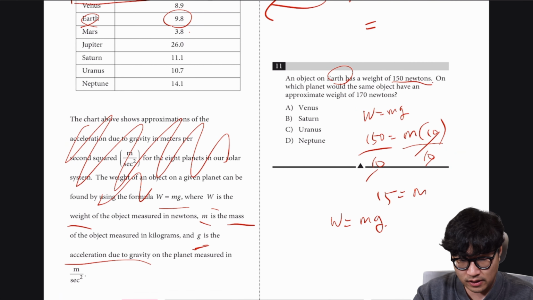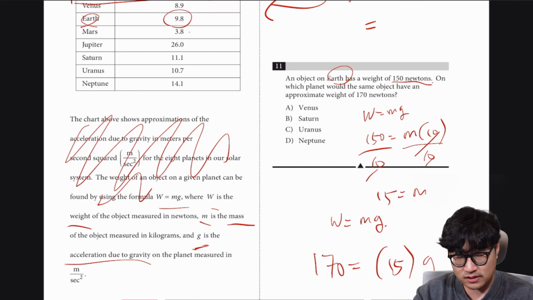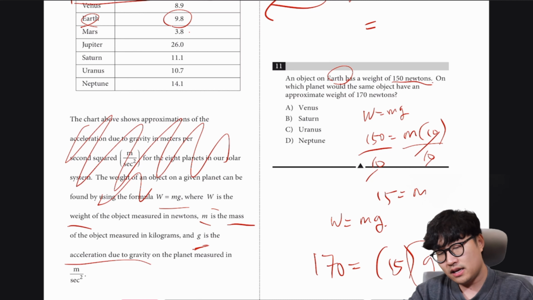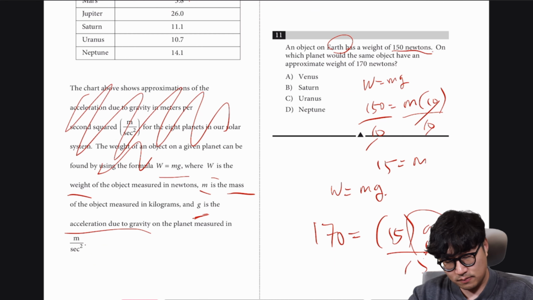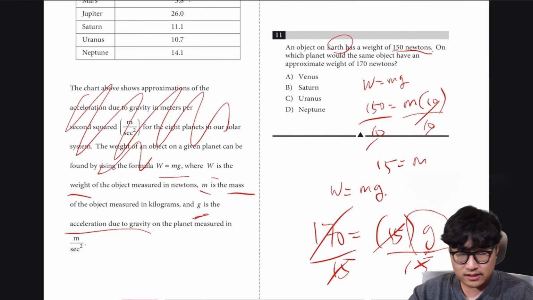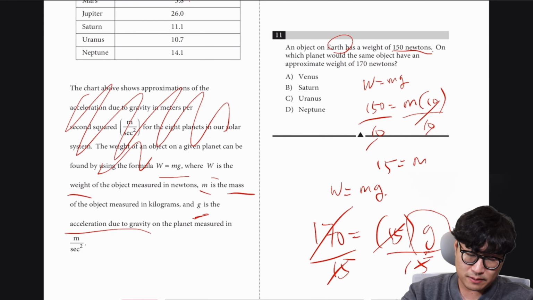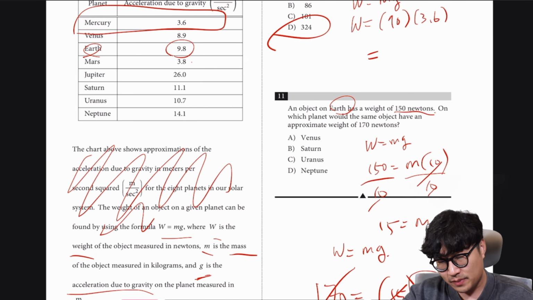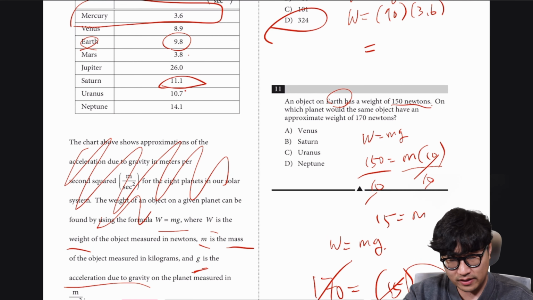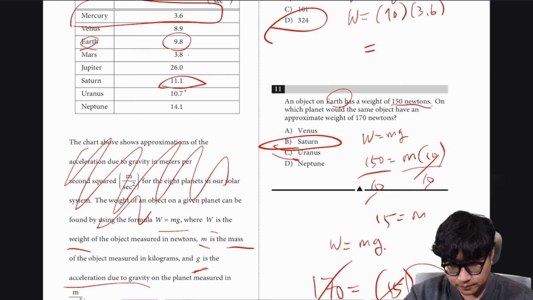That's what we're trying to guess. But the weight is now going to be 170 for the same mass of 15, but gravity is going to be more than that. So gravity, if you divide by 15 on both sides, you're going to get a gravity that is definitely bigger than 1. Something like 11 something, and the only thing that fits is Saturn right there, which is answer choice B.